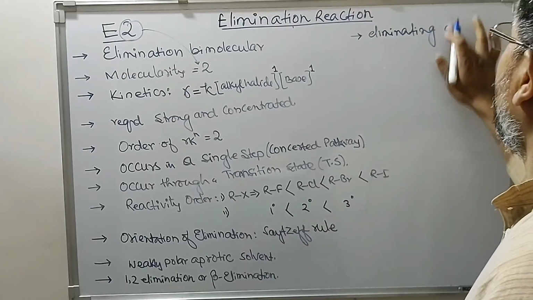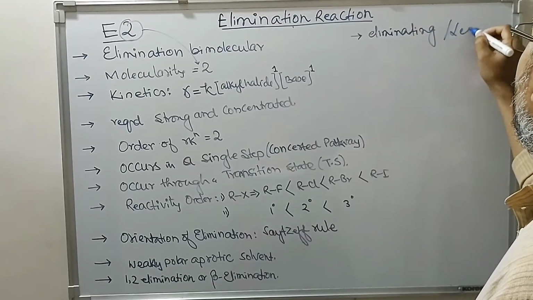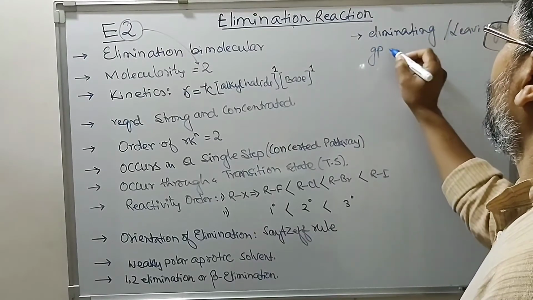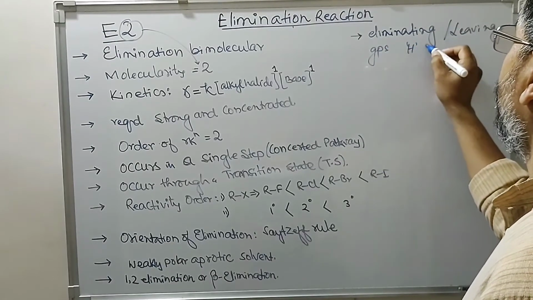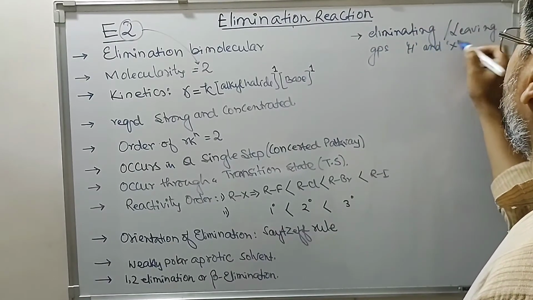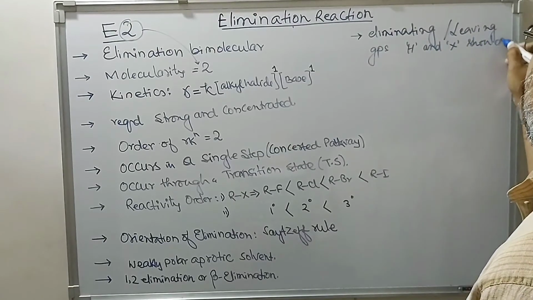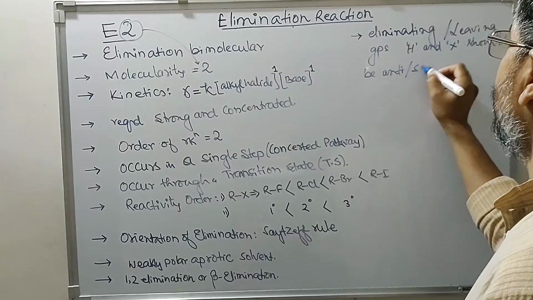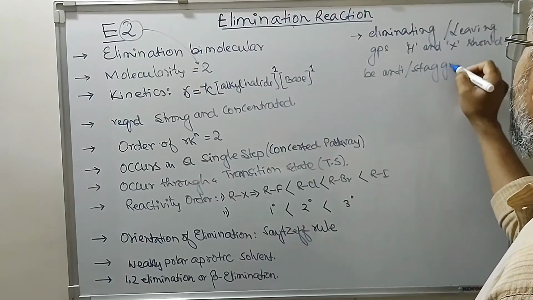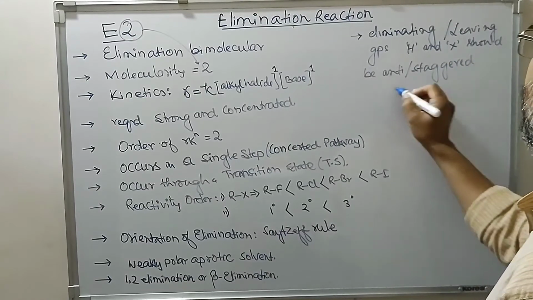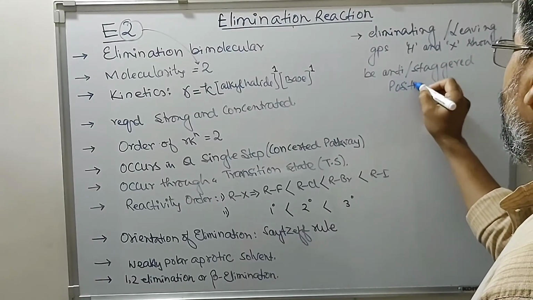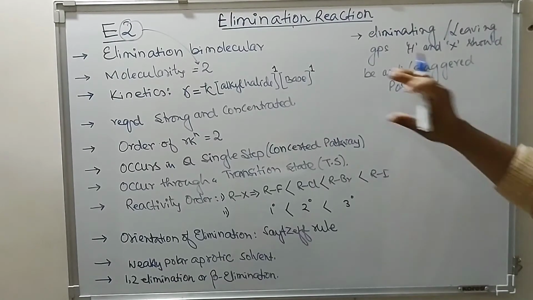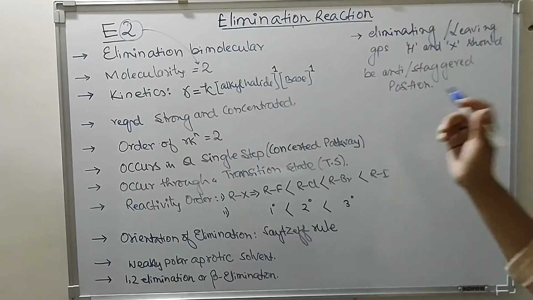Eliminating groups or the leaving groups, that is hydrogen and halogen, should be in anti or staggered position. Should be staggered position or anti position.